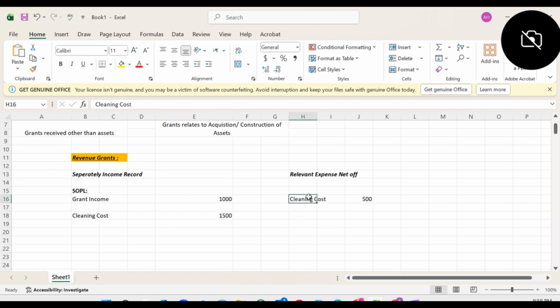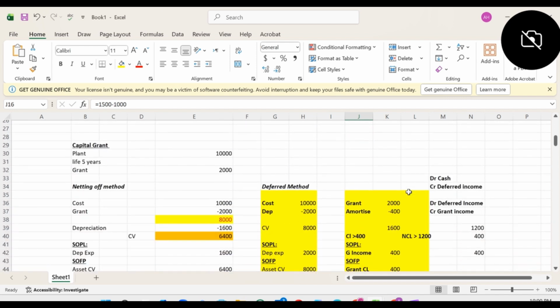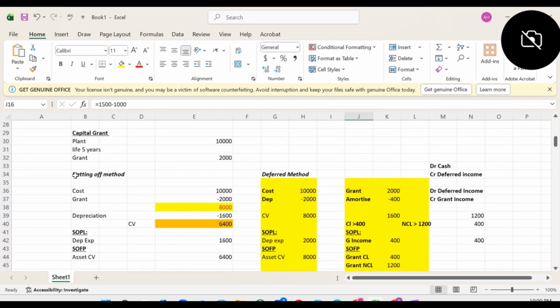And in the net-off method, we will just net it off against the relevant expense, like the 1,500 cleaning cost. We net off the grant income and record the 500 amount here in this example. In a capital grant, we also have two methods. One is the net-off method and the other one is the deferred method.